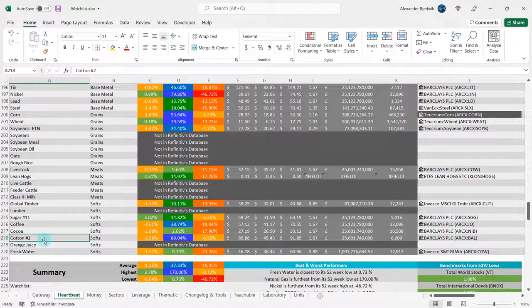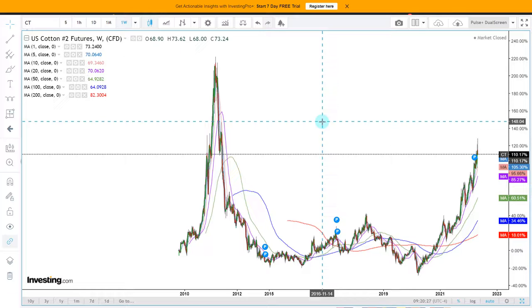So, cotton 2. It's in the softs category. It sounds a bit odd, but it's just called softs. Well, it doesn't sound that odd for cotton, but it might sound a bit odd for lumber. Okay. 89% away from the 52-week low, 6.5% away from the highs.